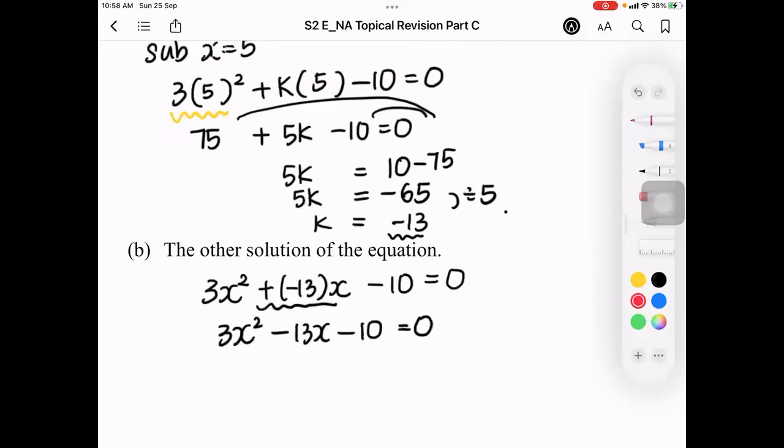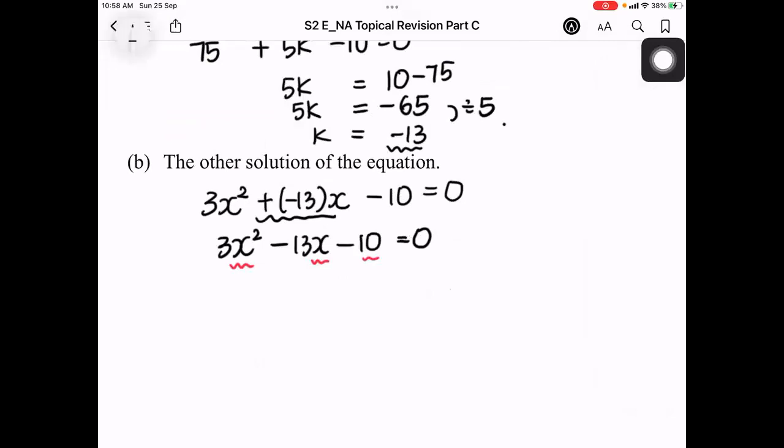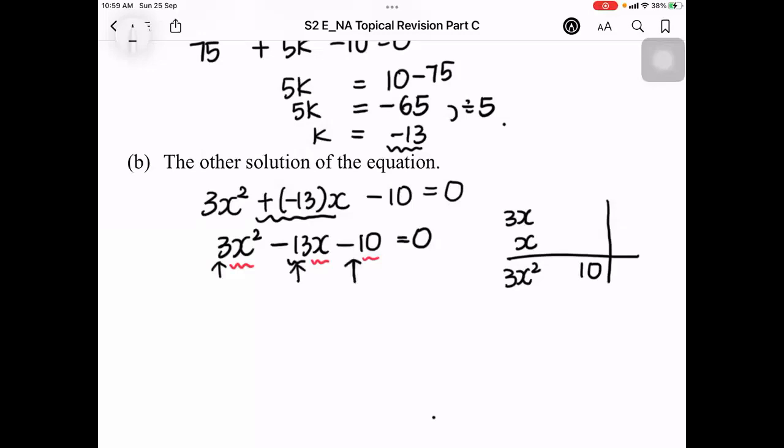Okay, then when you see x squared, x, and a number, what do you do? You use the calculator, mode 5, 2, 2, or you can do this one. I want to get 3x squared, 3x times x. I want a 10. What number can I have? Mode 5 2 2. A is the number 3. B is the number negative 13. I always ask the question that I answer myself. C is the number negative 10.